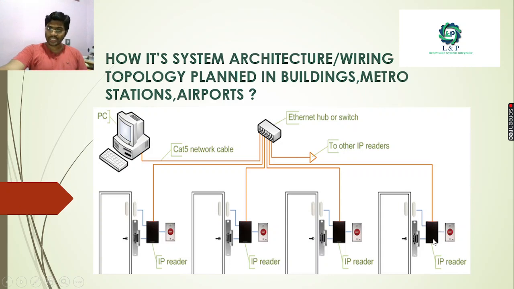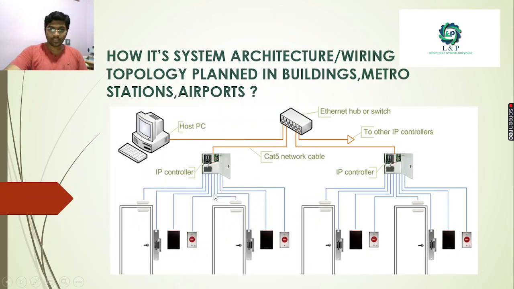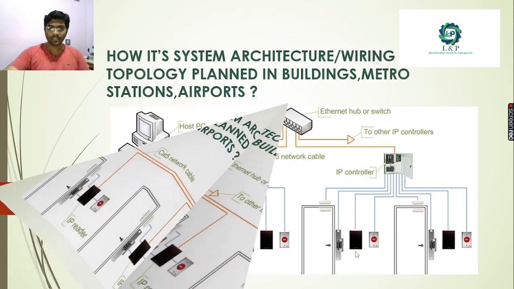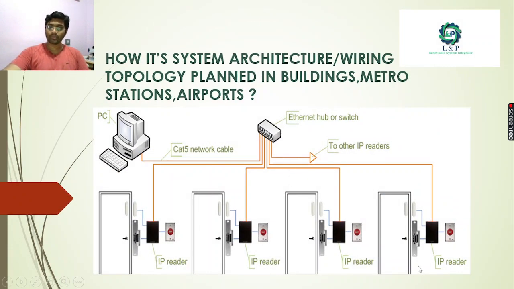Each and every card reader is getting connected to an Ethernet hub. From there, with the help of this IP network cable, we are connecting it to the PC. This is one of the methods. See here, this is another example, and this is a good example because here the number of wires will be more, because for each and every card reader we are taking a wire from there to the Ethernet hub. From there we are connecting directly to the PC.